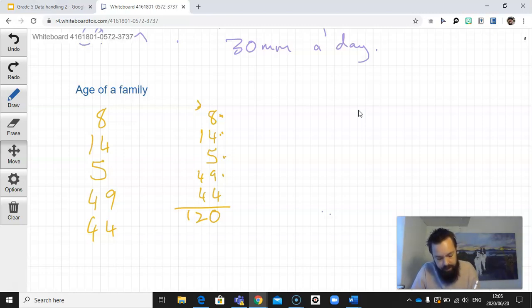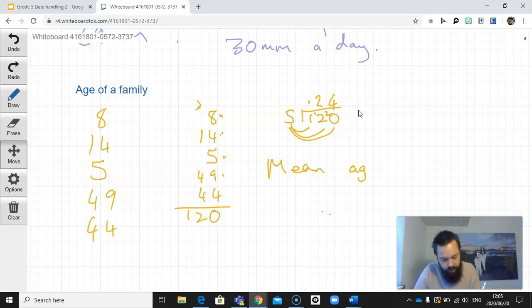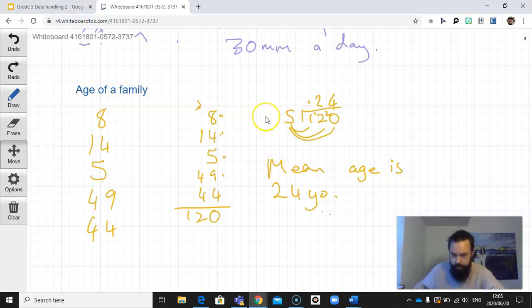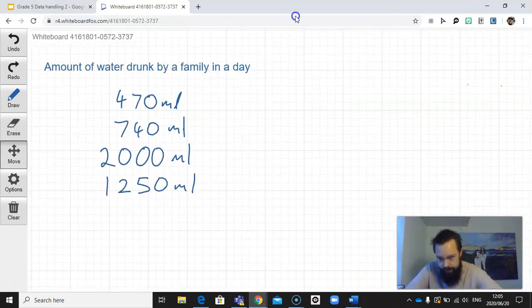Now let's divide that by 5. So we've got 120 divided by 5. 5 doesn't go into 1. 5 goes into 12 twice with 2 left over. 5 goes into 20 4 times. So the mean age is 24 years old in this family. So we can see that although we've got 3 children who are quite young, the average age is quite high because the parents' age is quite a lot higher, and that makes the numbers quite high.